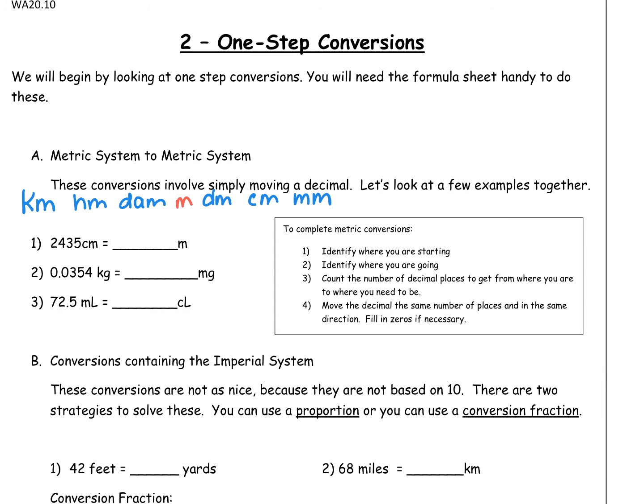Welcome to Workplace and Apprenticeship 20. This is outcome 20.10 on proportional reasoning, and this is lesson 2 where we're going to be doing one-step conversions. So what we're going to be doing today is looking at converting between units.